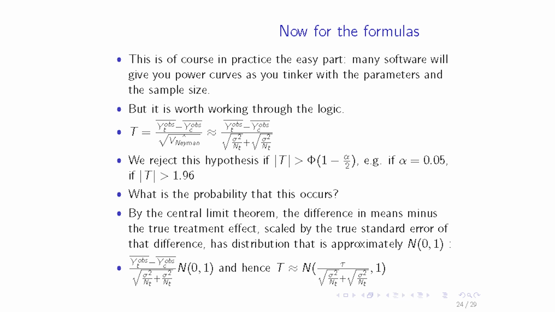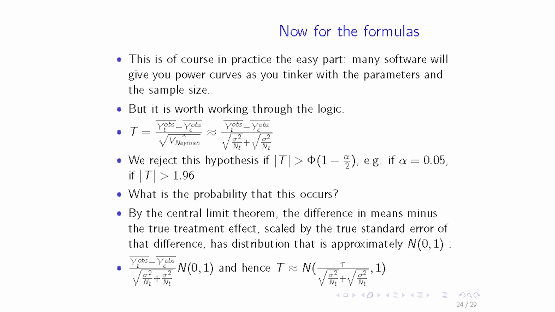And what we need to know for the power calculation is the probability that this occurs. The probability that, given that the treatment effect is in fact tau and the variance is in fact sigma, the absolute value of the test statistic will be larger than 1.96. So what's the probability of that? By the central limit theorem, the difference in means minus the true treatment effect, scaled by the true standard error of the difference, is approximately normally distributed with N(0, 1). So we can write it here.